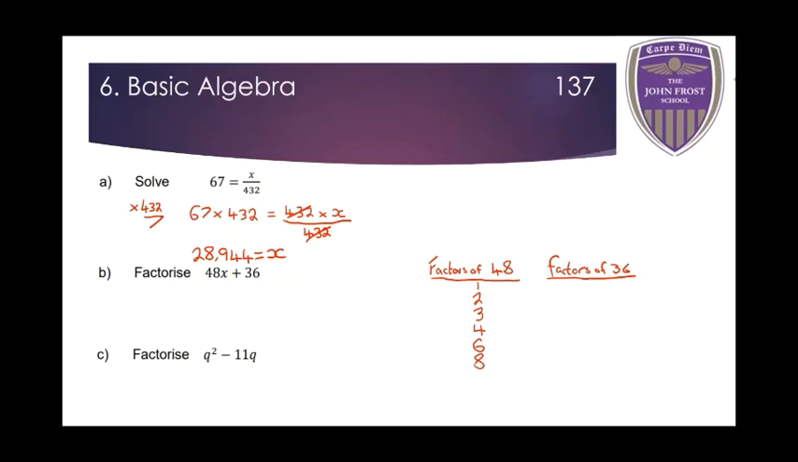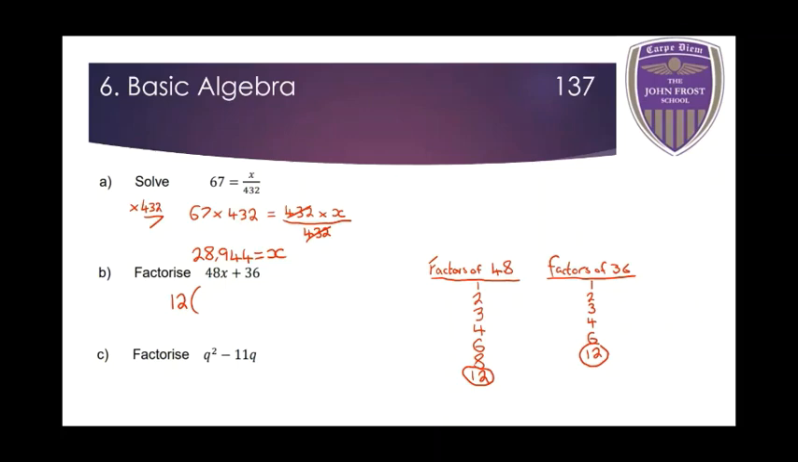For 36, we've got 1, we've got 2, we've got 3, we've got 4, we haven't got 5, we've got 6, and we've got 12. Oh, we've also got 12 for this one as well. Okay, so now, because I can see the biggest factor of both of these numbers is 12. Okay, so that is what I'm going to take out of 48x and out of 36. Okay, so I'm going to take out 12 here.